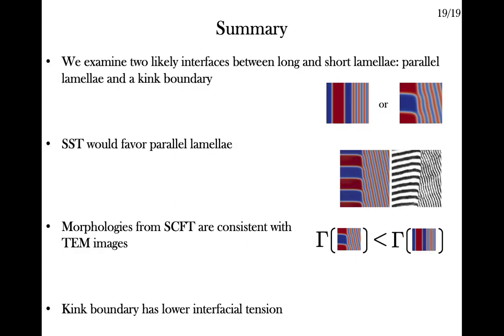In this talk, I've presented two possible structures for interfaces between long and short lamellae formed by phase segregated long and short copolymers. Strong stretching theory predicts this simple interfacial structure, while the other one, the kink boundary, is seen in experiments. The morphologies seen in SCFT are consistent with those seen in experiments, and the interfacial tension calculations from SCFT also predict the kink boundary.